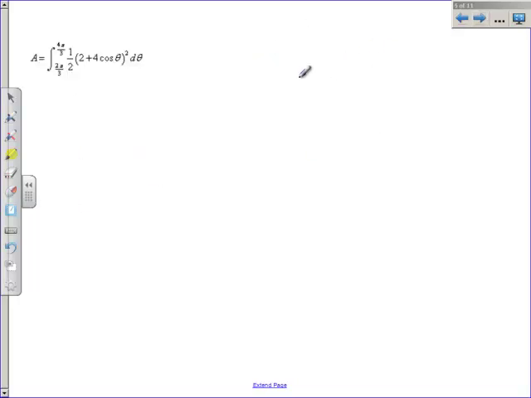So the setup of our area is going to be the integral from 2 pi over 3 to 4 pi over 3 of 1/2 r squared d theta. And you can, again, from the home screen, just put that in, use x's, and do the integral of 1/2 of (2 plus 4 cosine x) squared from 2 pi over 3 to 4 pi over 3, and that's how you would actually get the answer. Sometimes these are just setups, though, on the AP exam. You don't actually have to type them in.